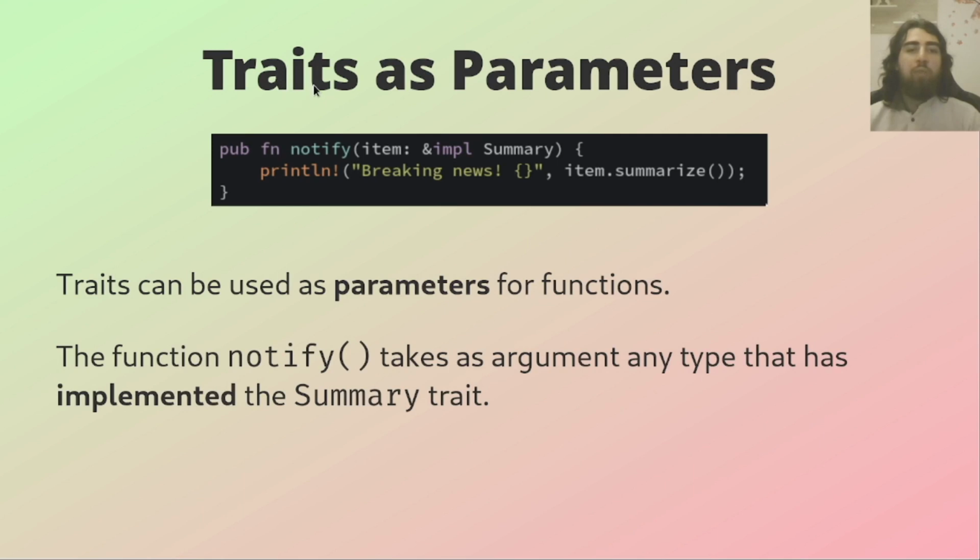Now we can pass traits as parameters. So the notify function over here takes as an argument any type that implements the summary trait, meaning we can ensure that the item argument over here implements the summarize method, right? If we provide here a type that didn't implement the summary trait, then it wouldn't have this summarize method. Traits can be used as parameters for functions. The function notify takes as an argument any type that has implemented the summary trait.